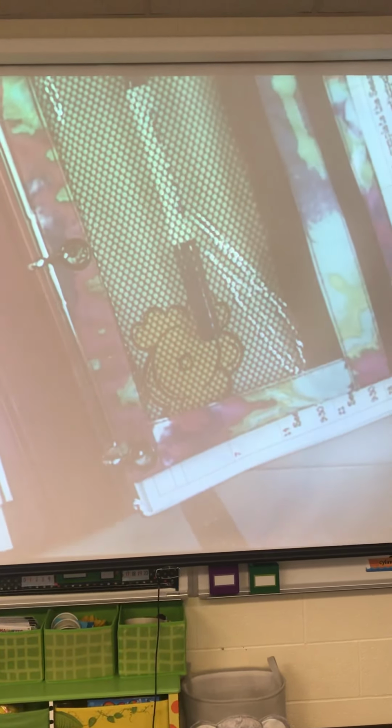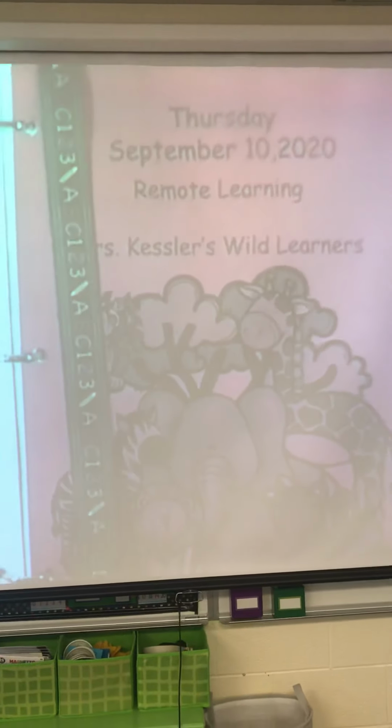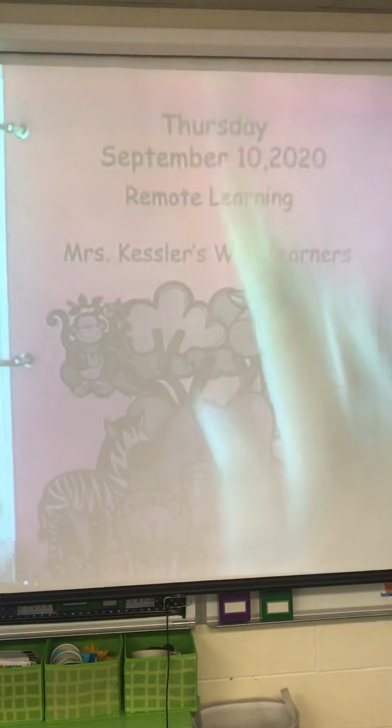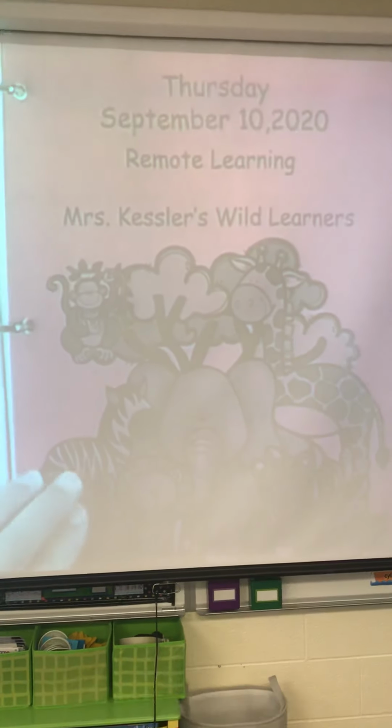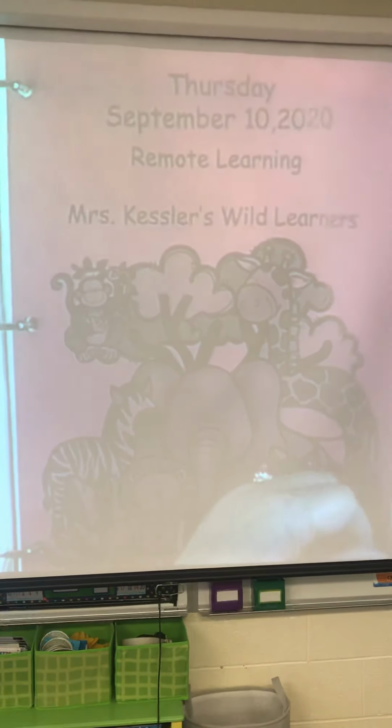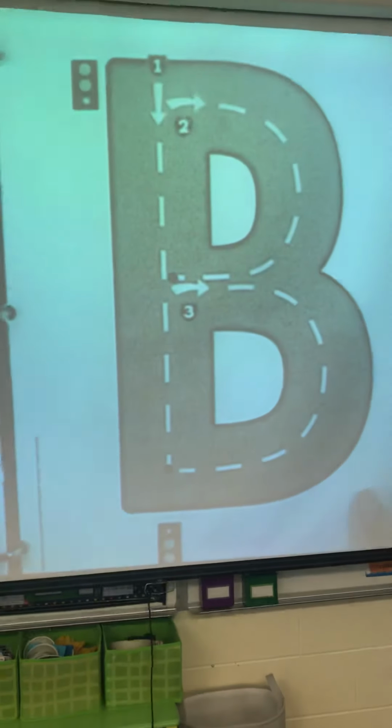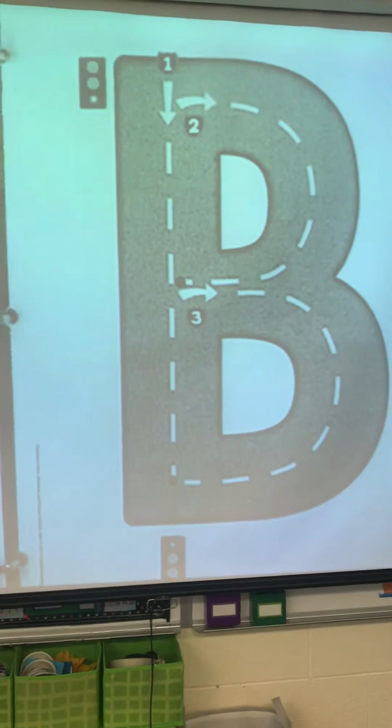Now let me find my ribbon. Here's my ribbon. And I'm going to turn and open. I'm on Thursday. And my page is red. Your page should be red too. So we're going to turn. Yay, there's our B road.